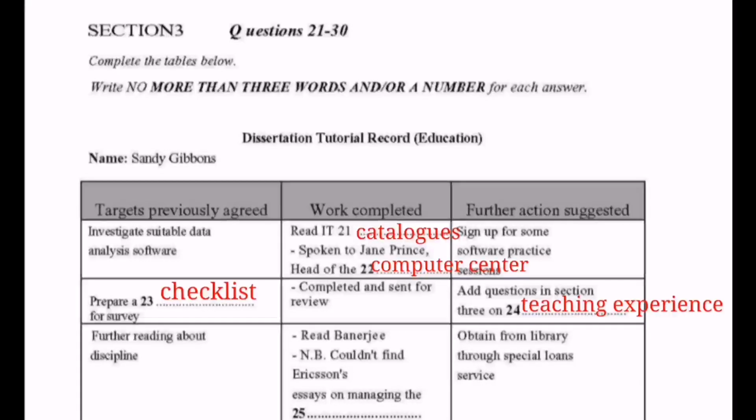Two sections are spot on. Mm-hmm. I wouldn't suggest that you change anything there, but in section 3 you really do need to have questions on teaching experience.